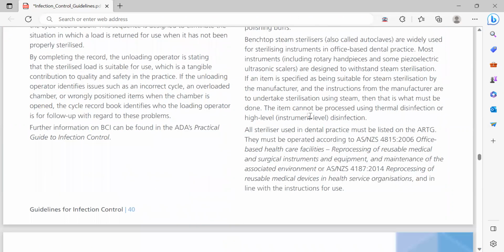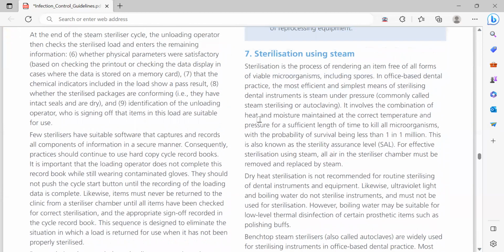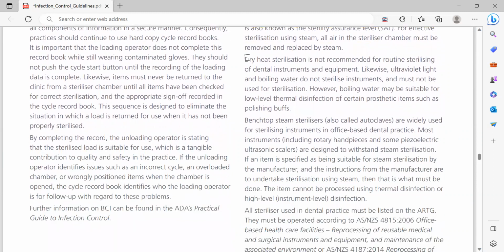Then the sterilization process. So how will the sterilization process occur? Sterilization is the process of rendering an item free of all forms of viable microorganisms, including spores. It involves the combination of heat and moisture maintained at correct temperature and pressure for a sufficient length of time to kill all the microorganisms, with the probability of survival being less than 1 in 1 million.